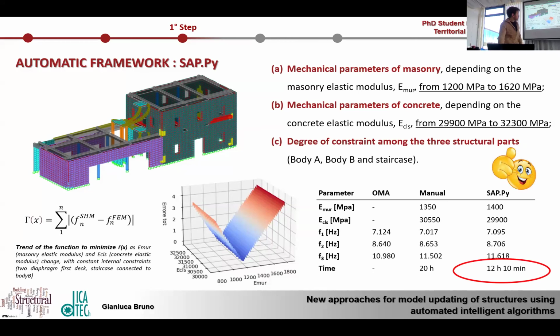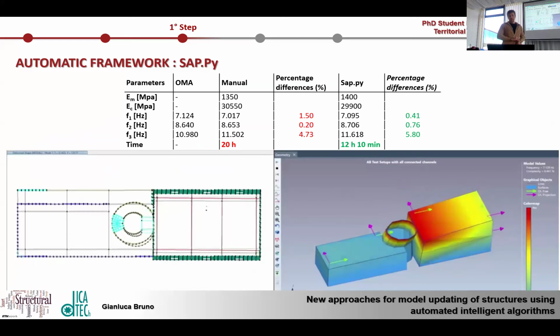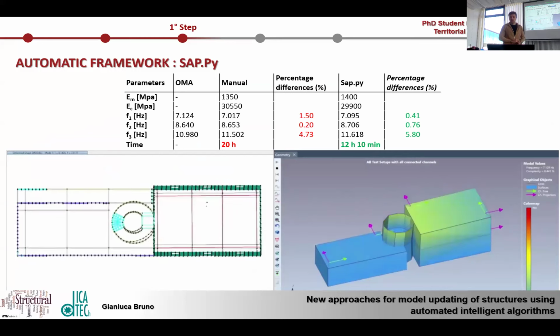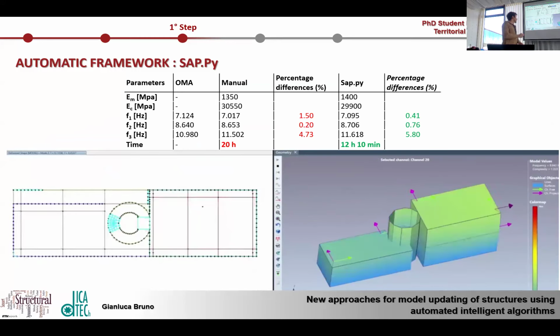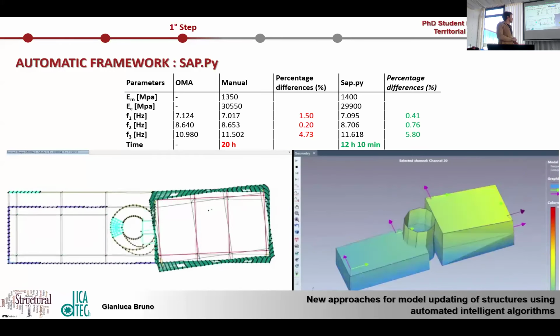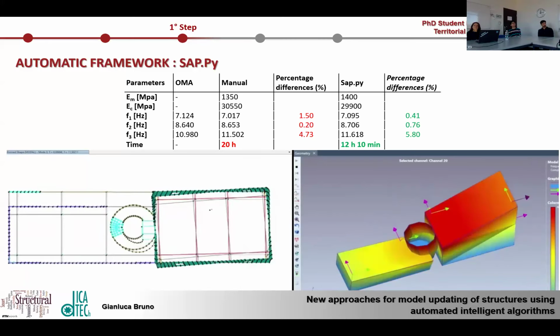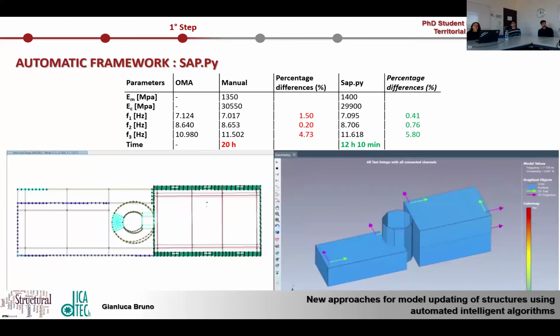Another parameter to assess the accuracy of the algorithm is the modal shape. In particular, on the left we have the modal shape from SAP 2000, and on the right we have the modal shape in Artemis Modal Pro, and they are very similar.